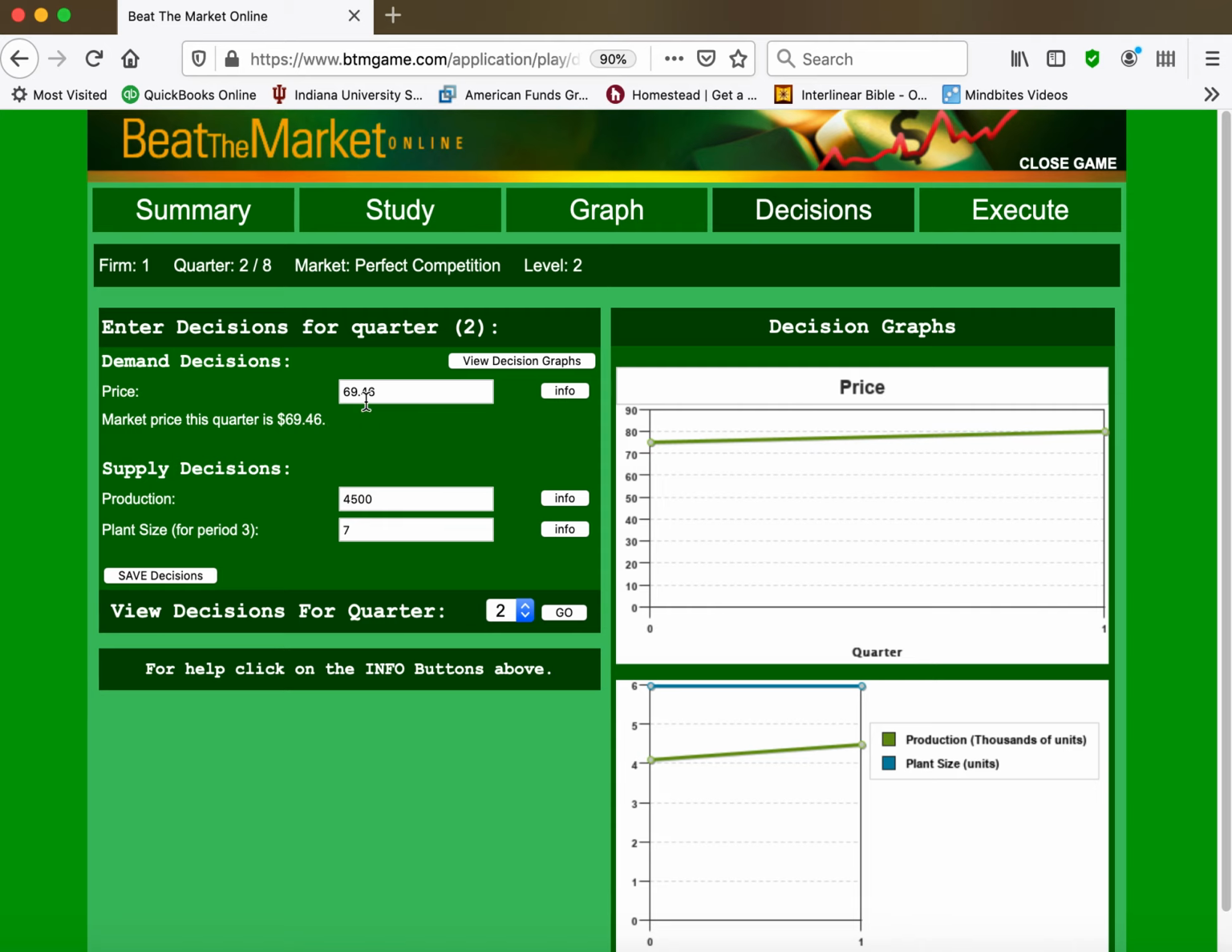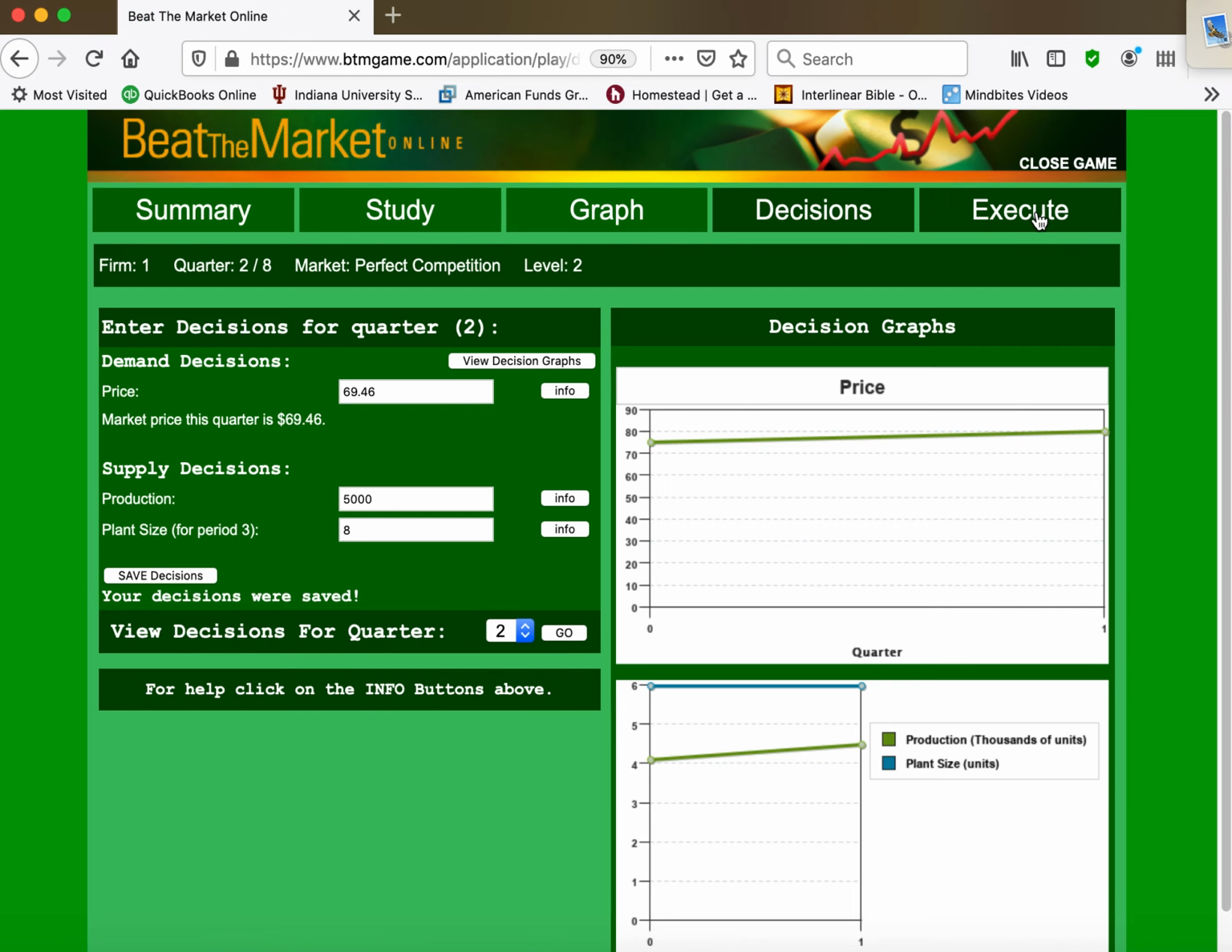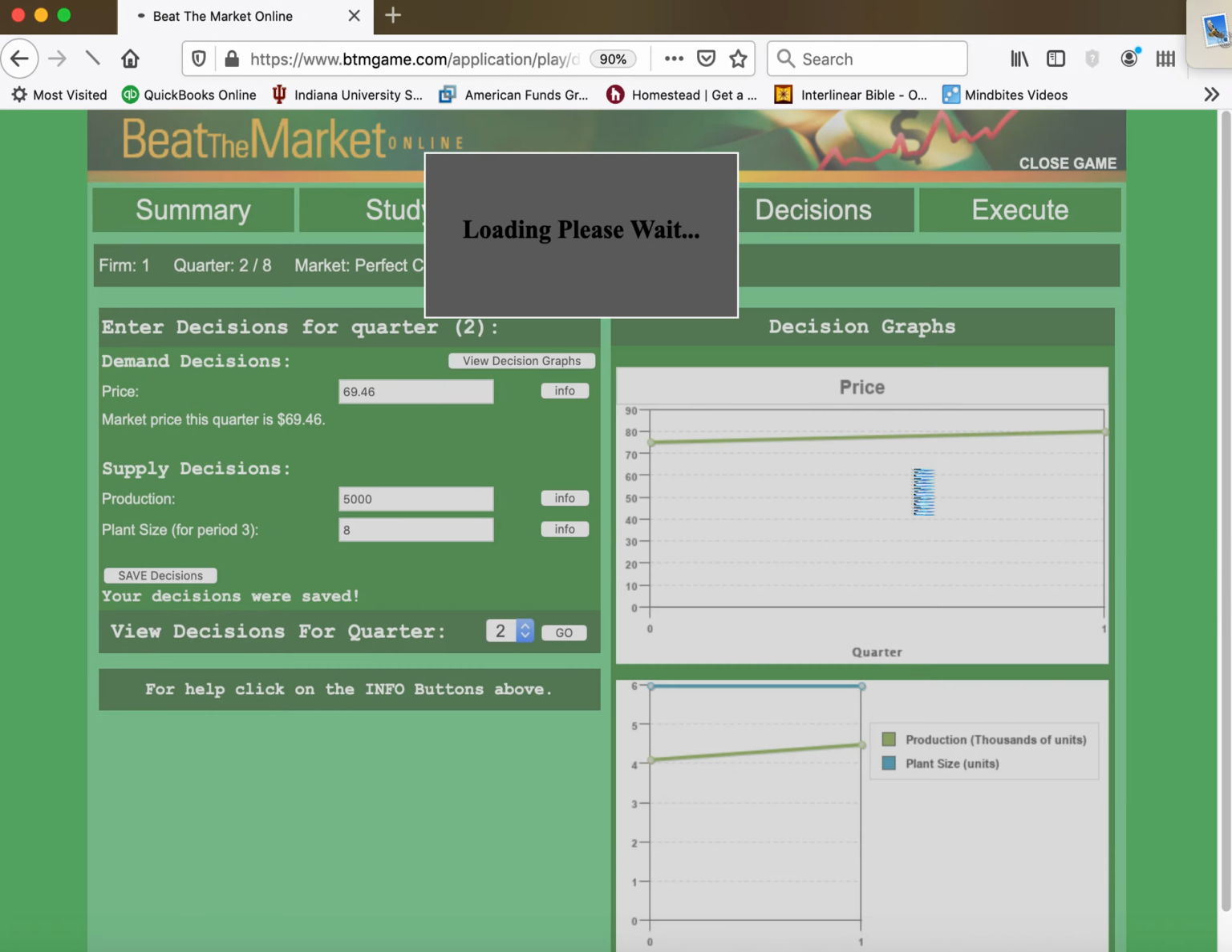What's going to happen to quantity demanded with that price dropping? Well, it's going to rise, but I have to be careful about how many I make, or I could be in trouble. So let's just go ahead and call it 5 for tickles. We probably should change our plant size again, because with that price dropping so much, there's going to be a lot more demand in the marketplace next quarter. We'll go ahead, hit save decisions, and execute.